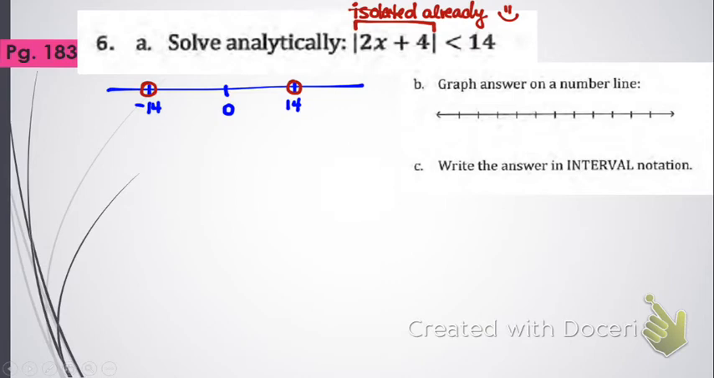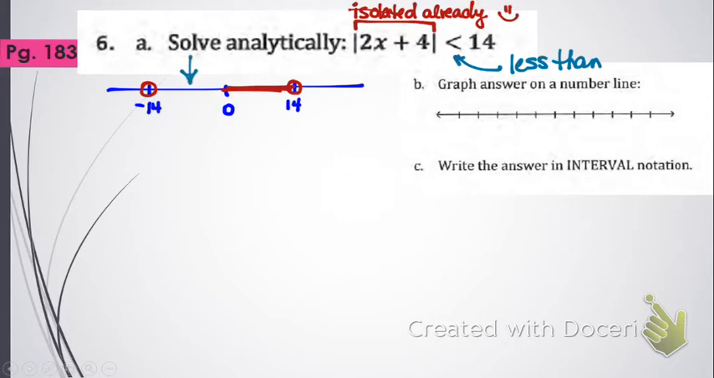Here's the thing that you have to think through. Where could we be on this number line to be less than 14 units away from 0? After negative 14. So less than. Could I be right here and be less than 14 steps away from 0? No. Could I be here? Yes. That is less than 14 steps from 0.